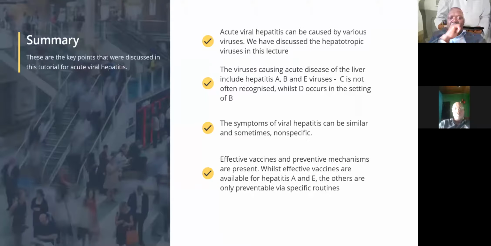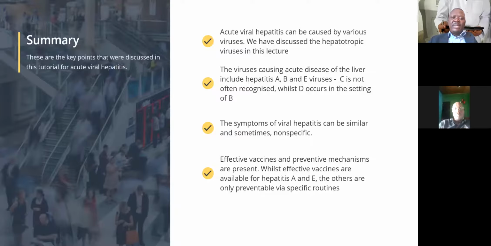So we've learned the following. Acute viral hepatitis can be caused by viruses. We have discussed here in this topic the hepatotropic viruses in this lecture. The viruses causing acute disease of the liver include A, B, and E, okay? Whereas C is not often recognized. D always occurs in the setting of B.